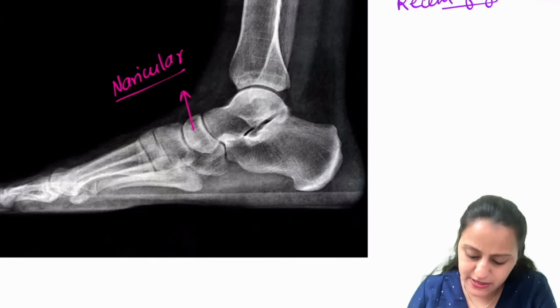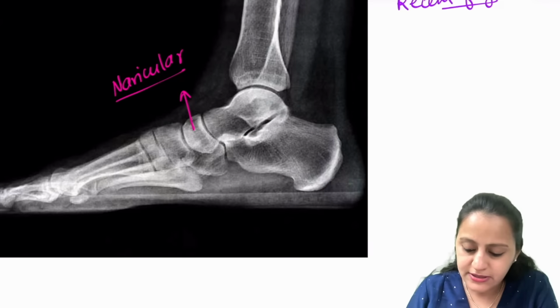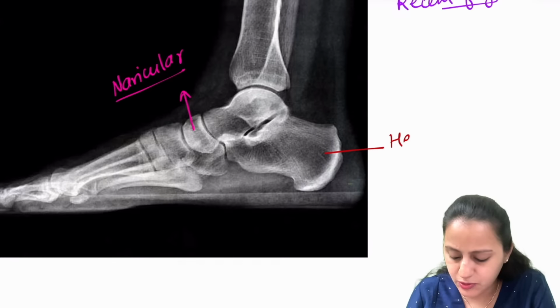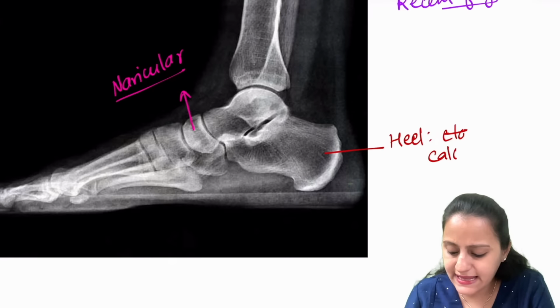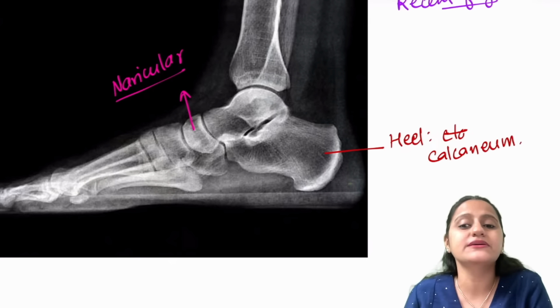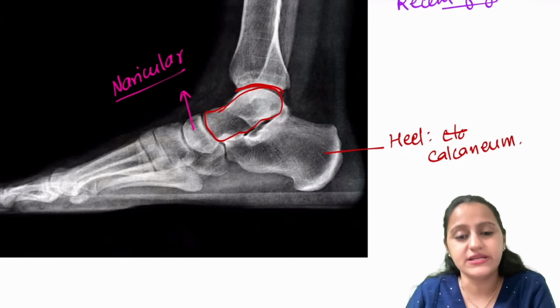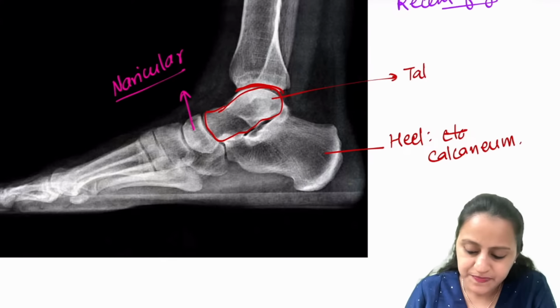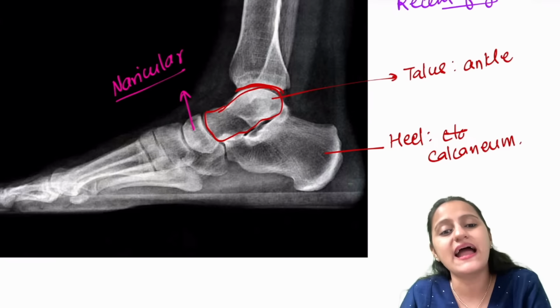Remember the first one here, this is the area of the heel that you are seeing here. So in the heel area, the bone that you have, what is this one here? Calcaneum, right? The heel bone is the calcaneum. This bone here, which you are seeing, which is forming this ankle joint, what is this bone here? This is the talus. Okay, talus is what forms the ankle joint.